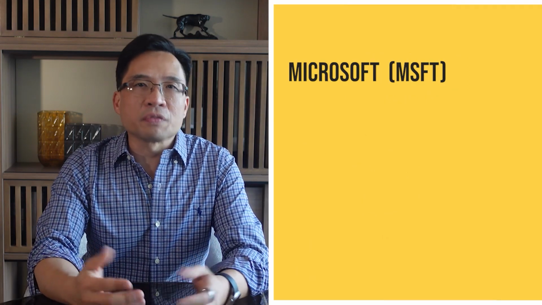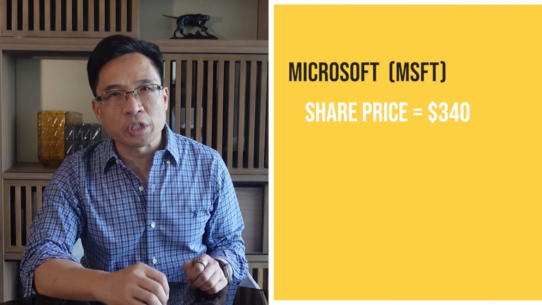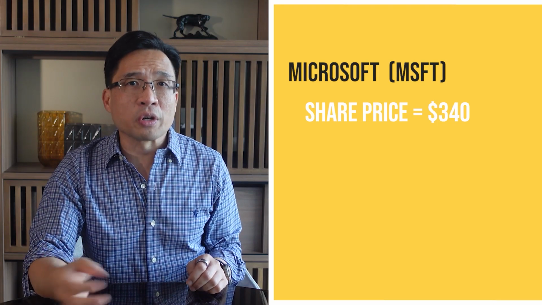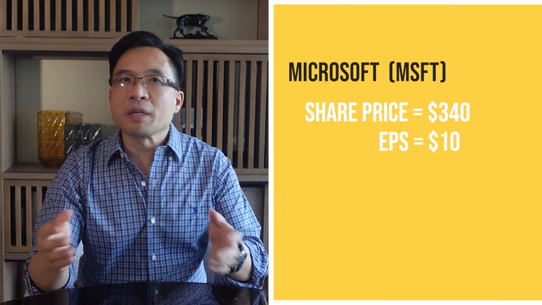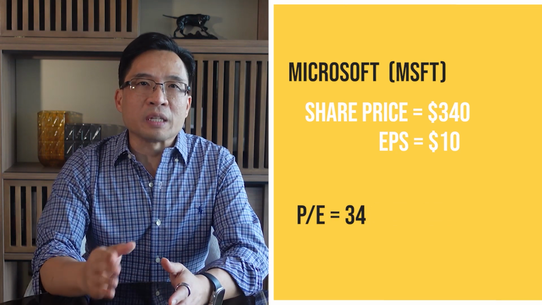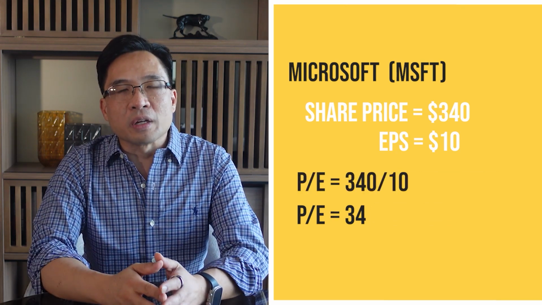Now let's look at Microsoft, which is in the same industry. Let's say that Microsoft is trading at $340 per share and it has earnings per share of $10. That means that the PE ratio is 34. That is the price of $340 divided by $10 in earnings.